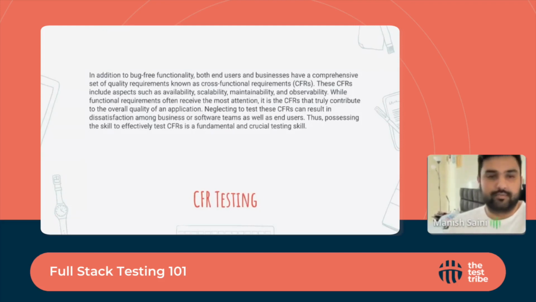Okay, now there is CFR testing. CFR testing is cross-functional testing, cross-functional requirements. People also say non-functional requirements, but I prefer cross-functional requirements. There are multiple requirements like scalability, maintainability, observability. These are not related to functionality. These are more about the integrity of the application. Your application should be scalable to any extent. These are just four to five which I have written here, but cross-functional requirements can be of multiple numbers.